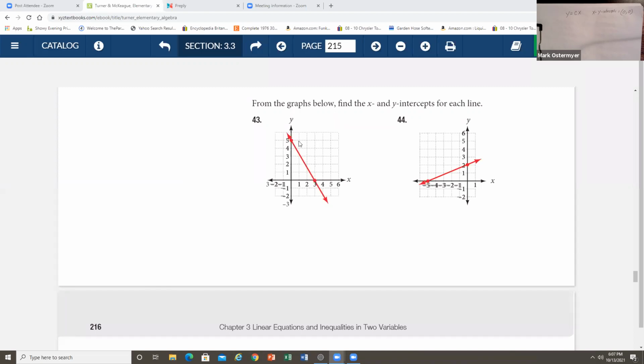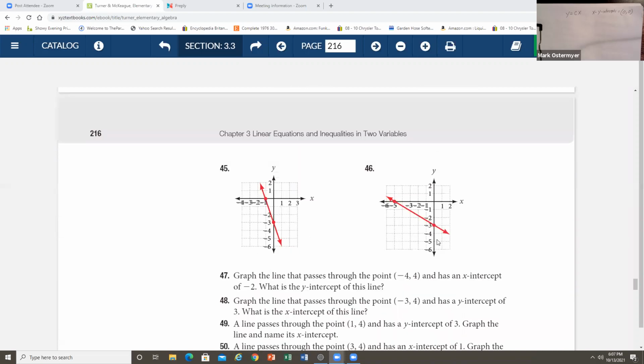Number 43, what's the y-intercept for 43? Is it (0, 5)? You got it, (0, 5), right up there. What's the x-intercept? Not (0, 3), but (3, 0). Yeah, (3, 0) is the x-intercept. Remember, it's always x coordinate first, then y coordinate.